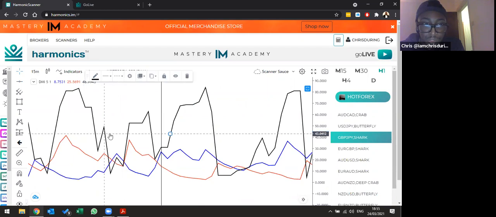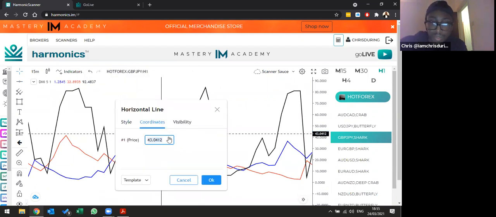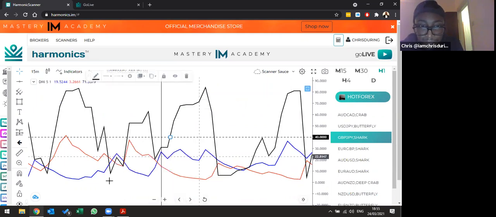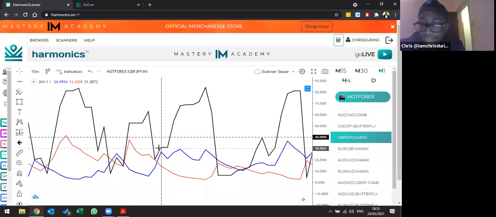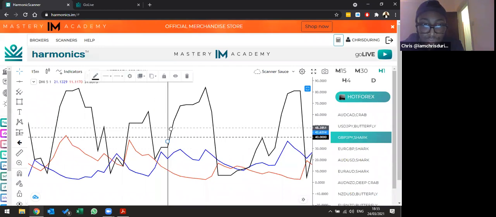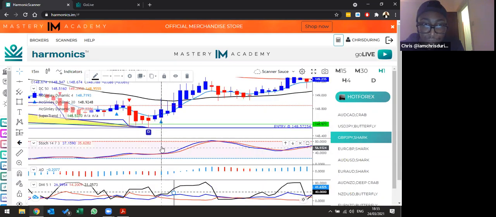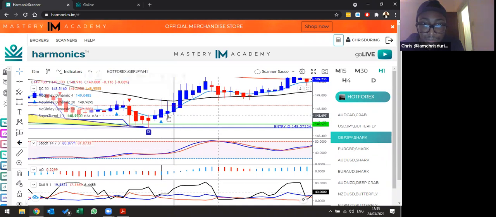So I'm going to put my 40 mark. Okay, so we can see that at this line here, price wasn't above the 40. So I would have had to move this to that point here where price was above the 40. So if I move everything here, we can see that on this candle here, we didn't have a flat bottom. So I would wait for the next candle where we did have a flat bottom.